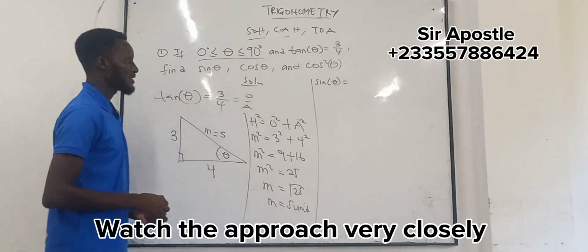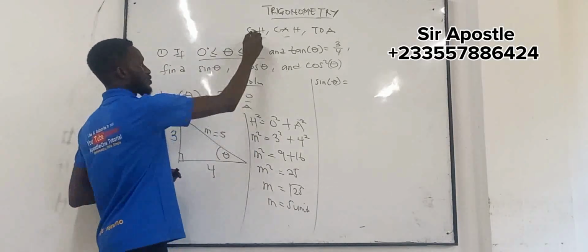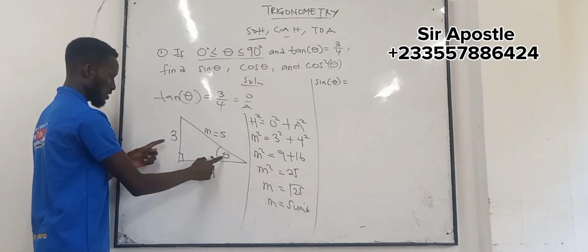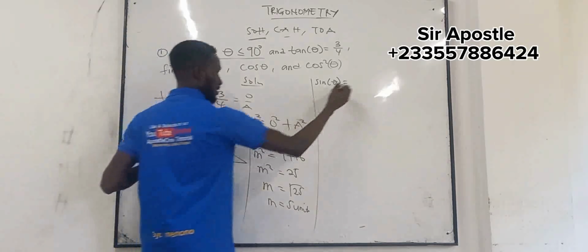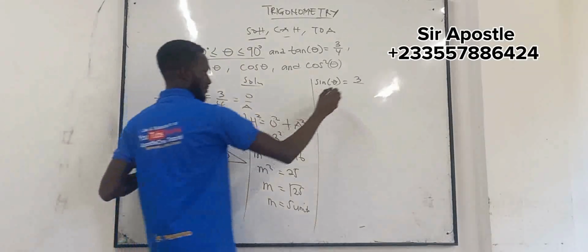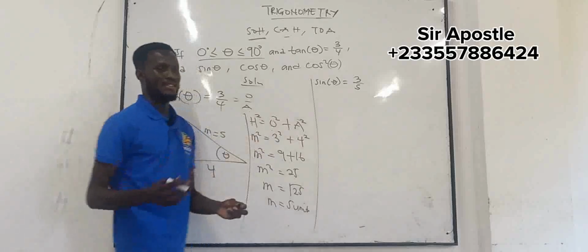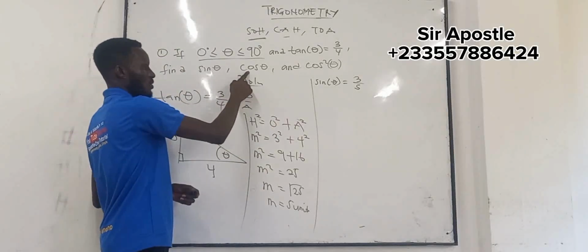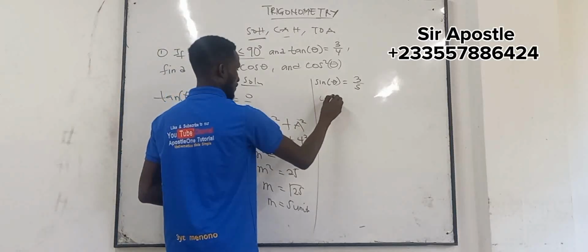Now, sine theta. What is sine theta? Sine theta is SOH, so it is opposite over hypotenuse. What's the opposite? The opposite is 3, divided by the hypotenuse, which is 5. We are done. This is just like that. Very simple.